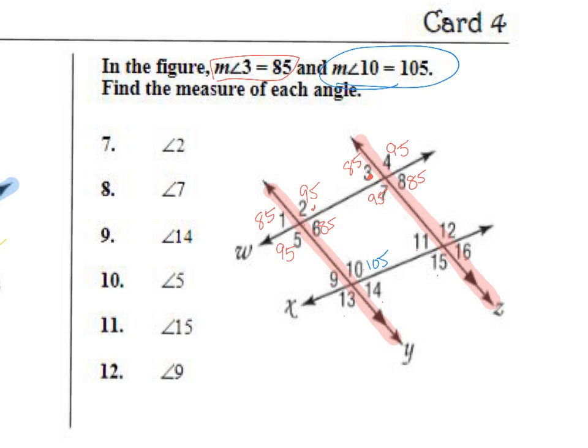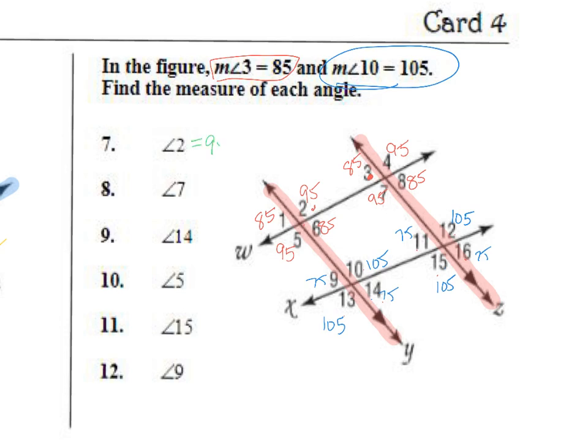So if 10 is 105, 13 is 105, 9 and 14 would both be 75. And then if we jump over to the other side here, 14 and 15 would have to be consecutive interior angles, and so that's going to be 105. 12 and 15 would have to be the same, vertical, and then 11 and 16 would both have to be 75. And then we can take and fill in the information that's asked for us.